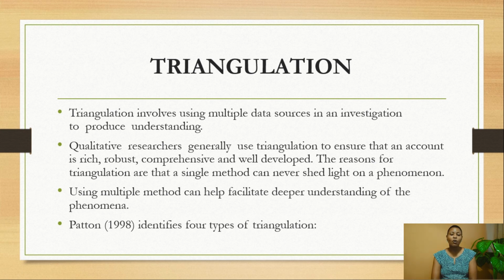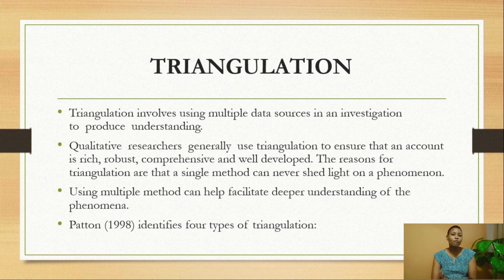We now look at the concept of triangulation. Triangulation involves using multiple data sources in an investigation to produce understanding. Qualitative researchers generally use triangulation to ensure that an account is rich, robust, comprehensive, and well developed. So using multiple methods as you conduct qualitative research helps to facilitate deeper understanding of the phenomena.